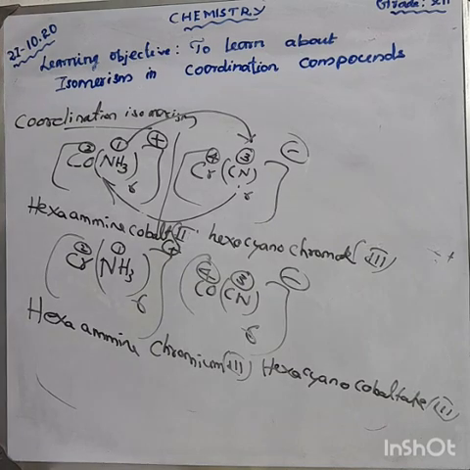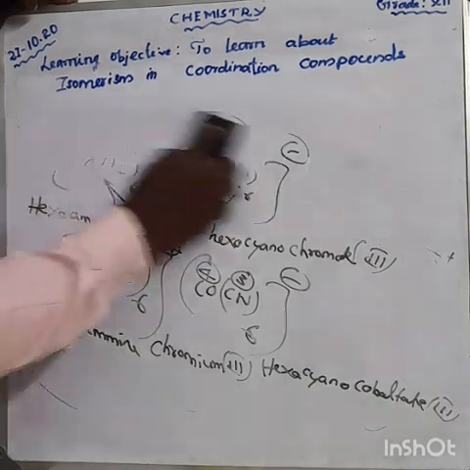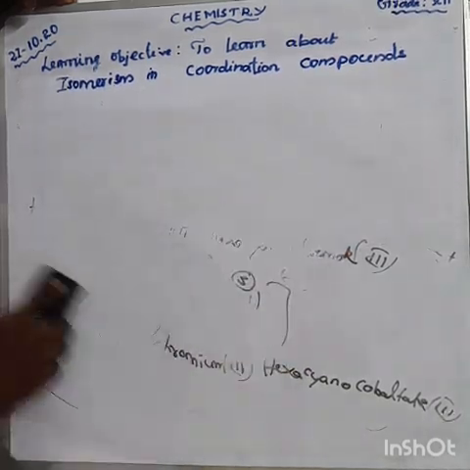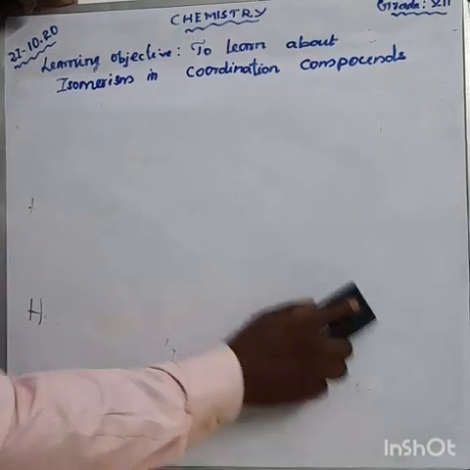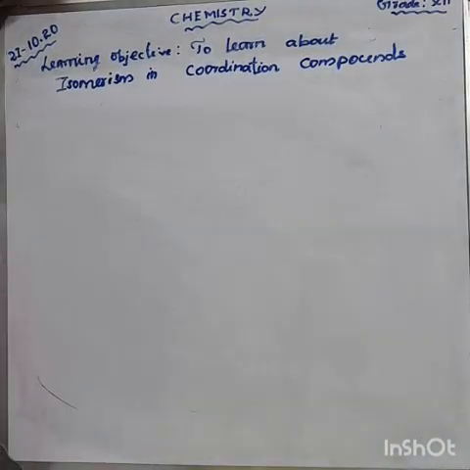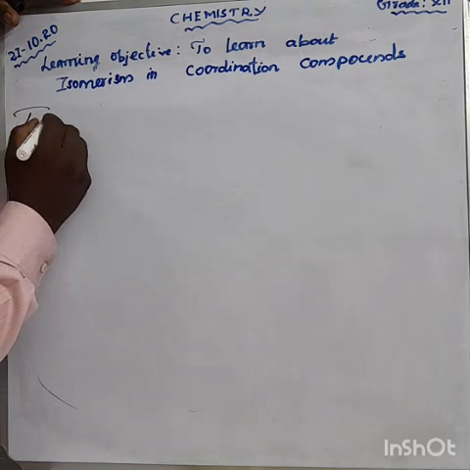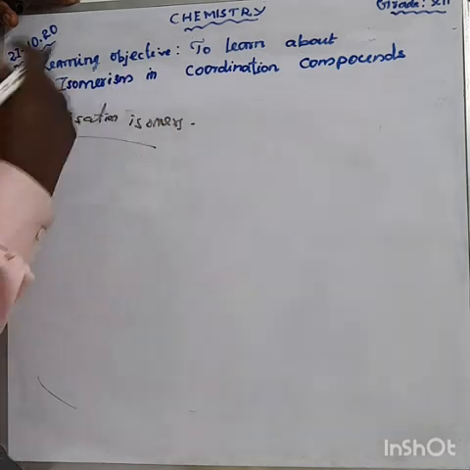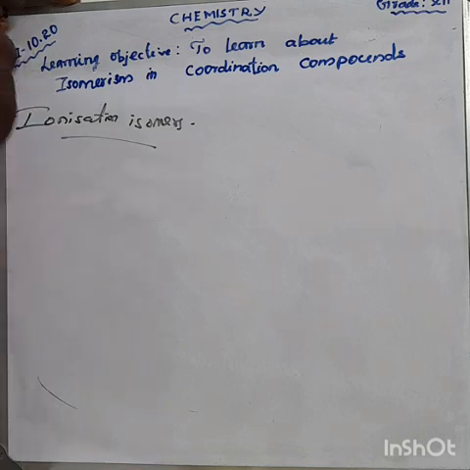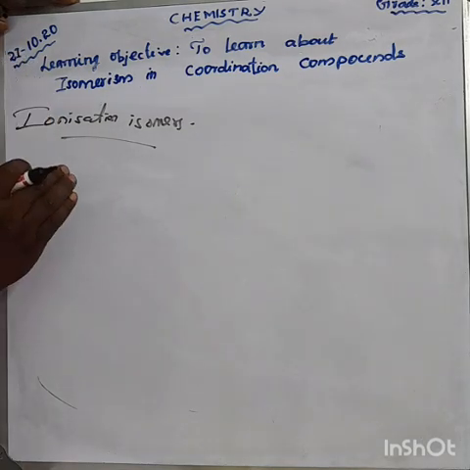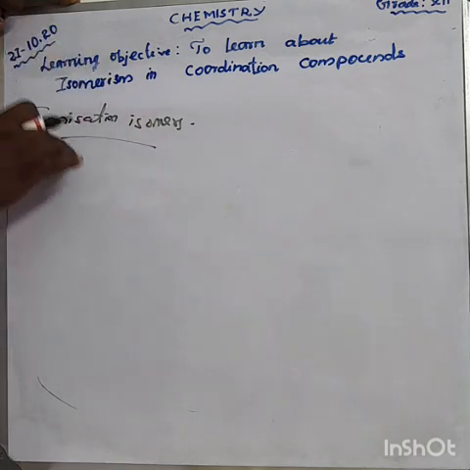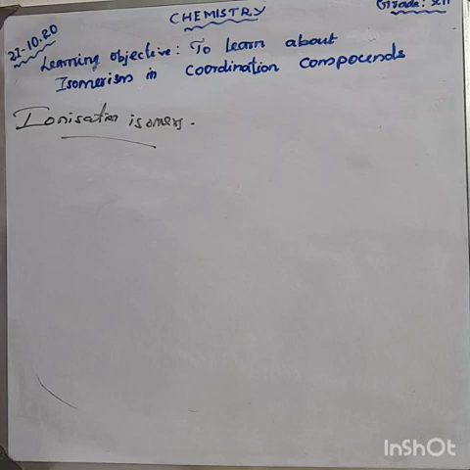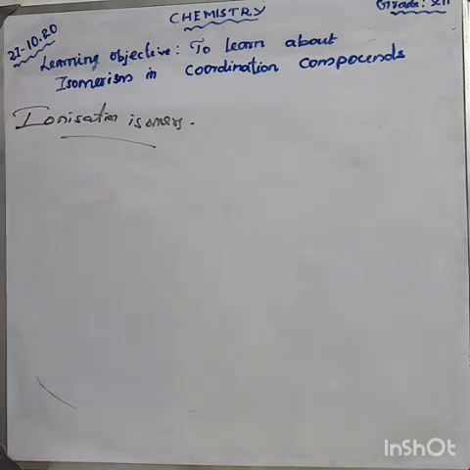Okay. Next, ionization isomers. What is ionization isomerism? There is an exchange of ions in the coordination entities. Exchange of ions in the coordination entities is called ionization isomerism.